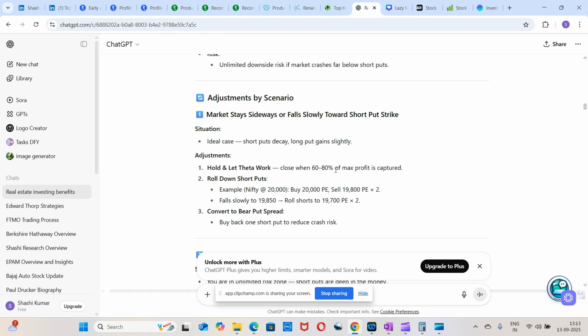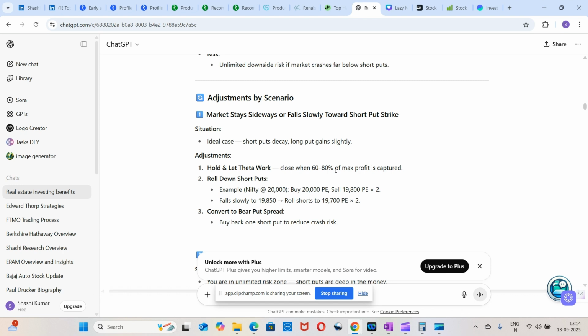gain slightly. Okay, so that's the ideal case because your view was slightly bearish, and the same thing is happening. Market is sideways and it's falling slowly, so your short puts will decay and your long put will gain slightly. So what you do in this case, you hold till theta works in your favor, and when profit reaches 60 to 80%, you close the trade. The other thing you could do is roll down the short puts.